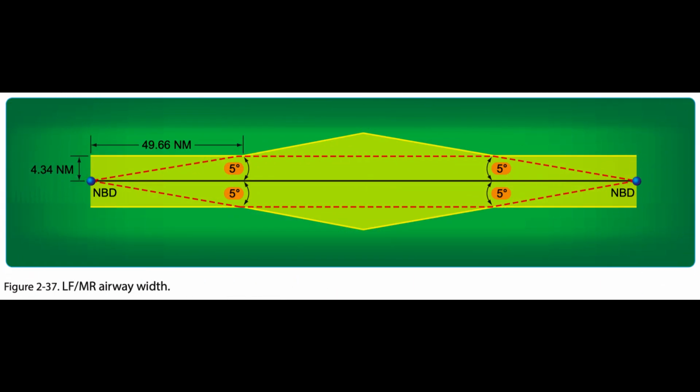LF/MF Airways. The basic LF/MF airway width is 4.34 nautical miles, nm. On each side of the centerline, the width expands by 5 degrees when the distance from the facility providing course guidance is greater than 49.66 nm. Figure 2.37. En route obstacle clearance areas.